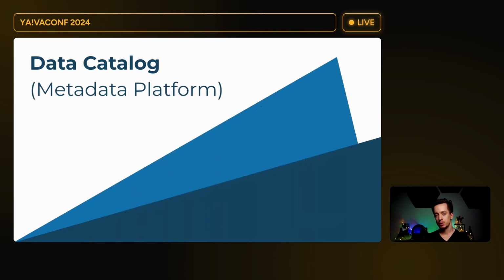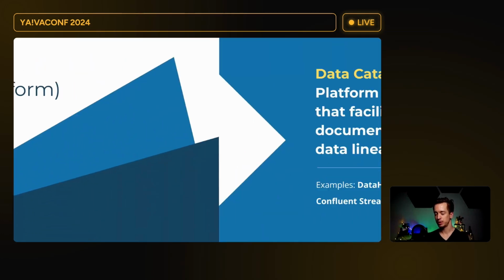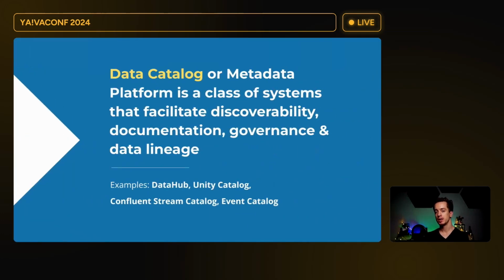Another important development that I wanted to mention is the rise of data catalogs. They're also called metadata platforms. And again, this is development coming from the data world. This is a new class of systems that implement or facilitate discoverability, documentation, governance, and data lineage. I've given a few examples. In Confluent's case, this is Stream Catalog, also supported by Stream Lineage. But also Event Catalog, and Unity Catalog, which was open sourced, I think, early this year by Databricks.